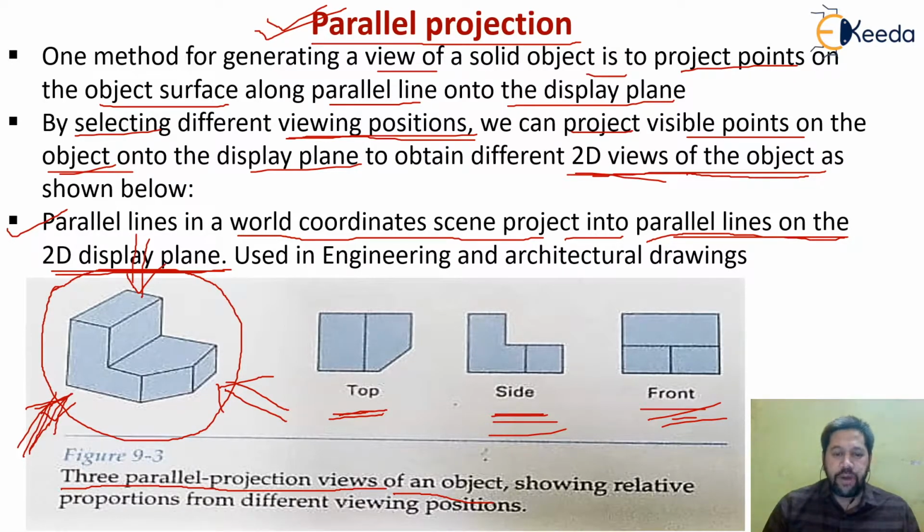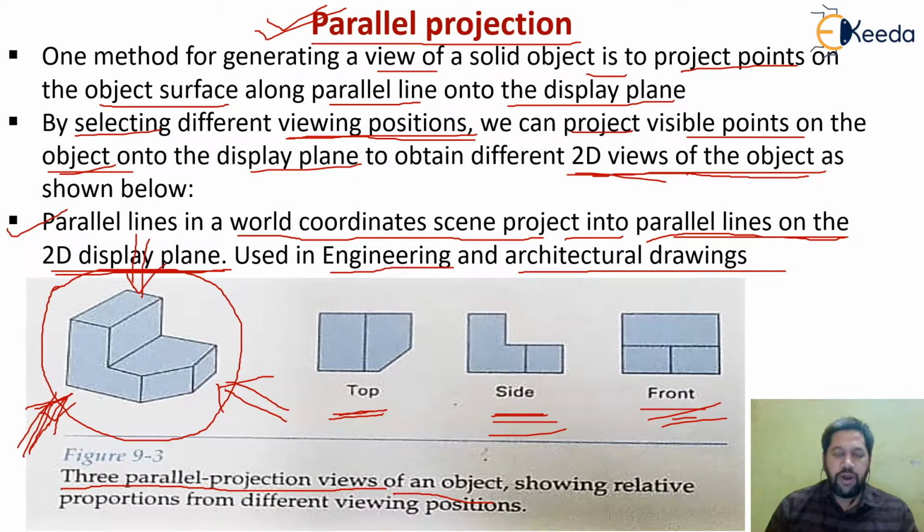And a very important part is that it is used in engineering and architectural drawing. So parallel projection is used in engineering as well as in architecture drawing. Whenever we take the design of a building, generally we have this 3D object of the building. We can show what is the top view of the building, what is the side view, front view, bottom view or back view and so on. So all this is part of the parallel projection.